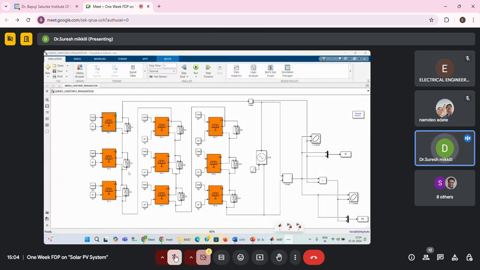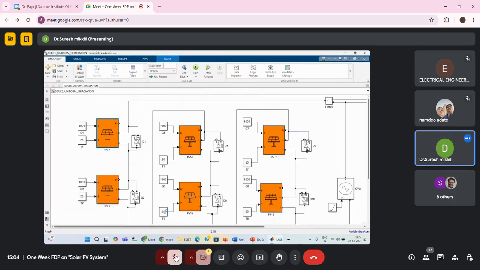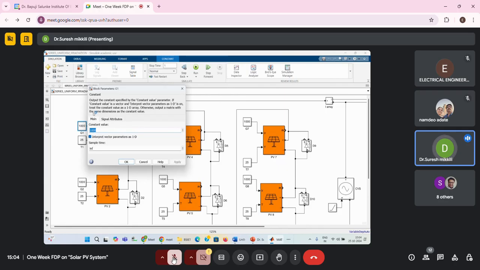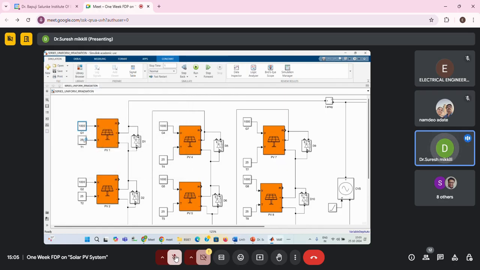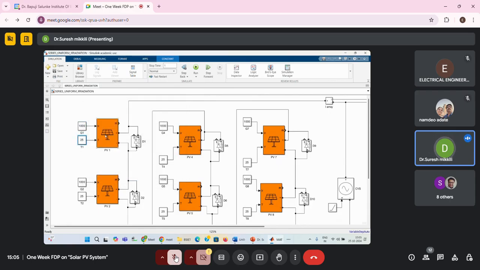So irradiance should be 1000, no? See, here you take an irradiance constant block. In the constant block keep 1000 watt per meter square. Temperature is 25 degrees we need to consider. So each block you consider 1000 and 25.